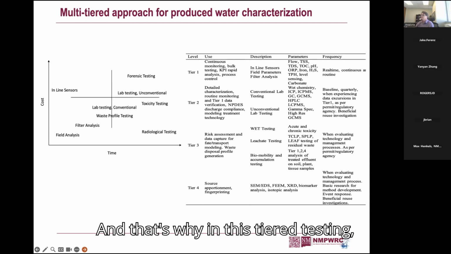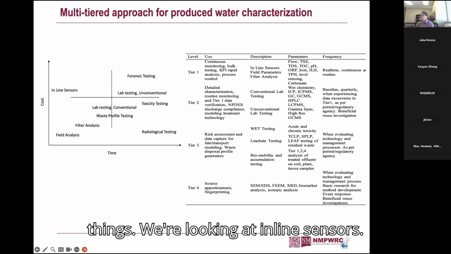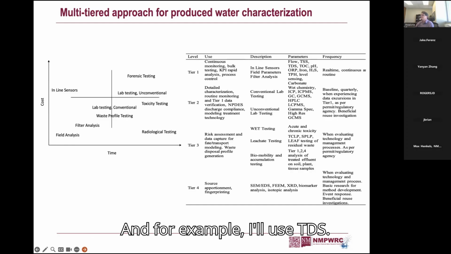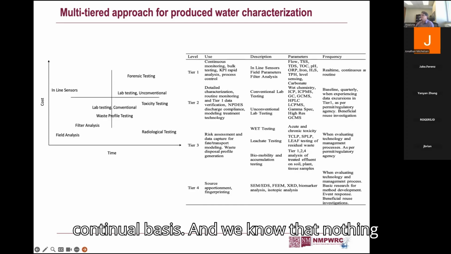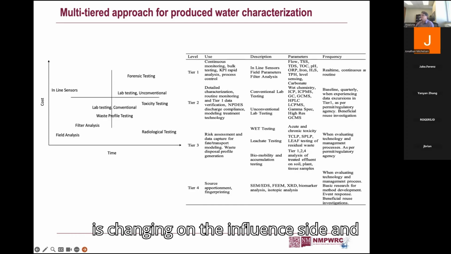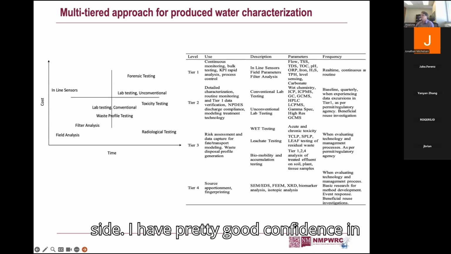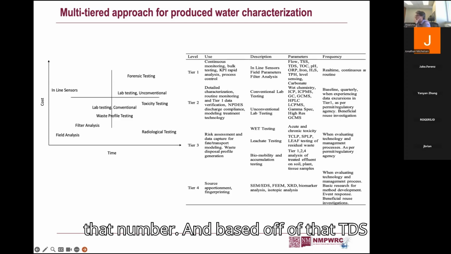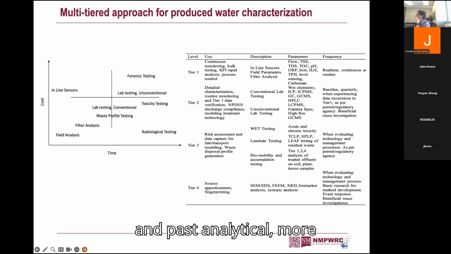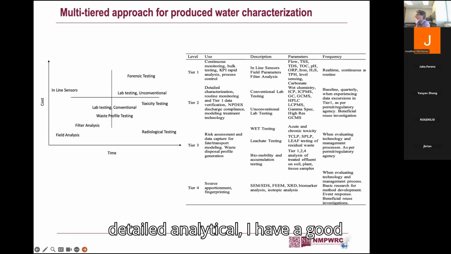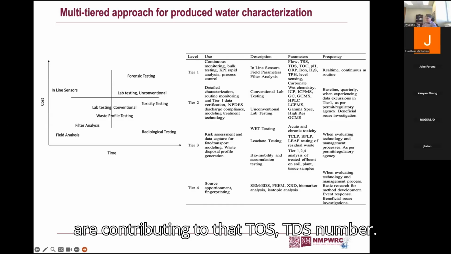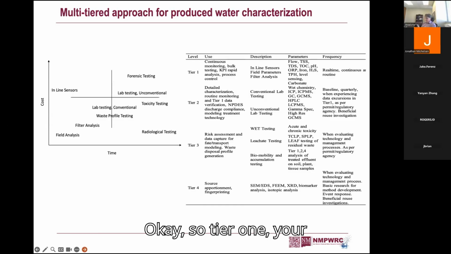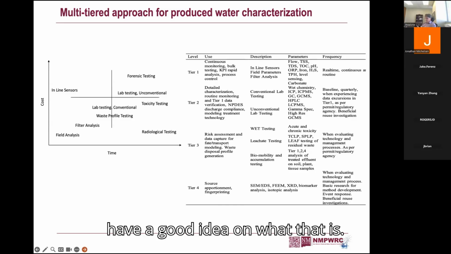And that's why in this tier testing, we're looking at continuous things. We're looking at inline sensors. And for example, I'll use TDS. If our TDS is, let's say, 100 on a continual basis, and we know that nothing is changing on the influent side and nothing is changing on the treatment side, I have pretty good confidence in that number. And based off of that TDS and past, more detailed analytical, I have a good feeling of what individual constituents are contributing to that TDS number. Okay, so tier one, your TDS is pretty flatline, and I have a good idea of what that is.